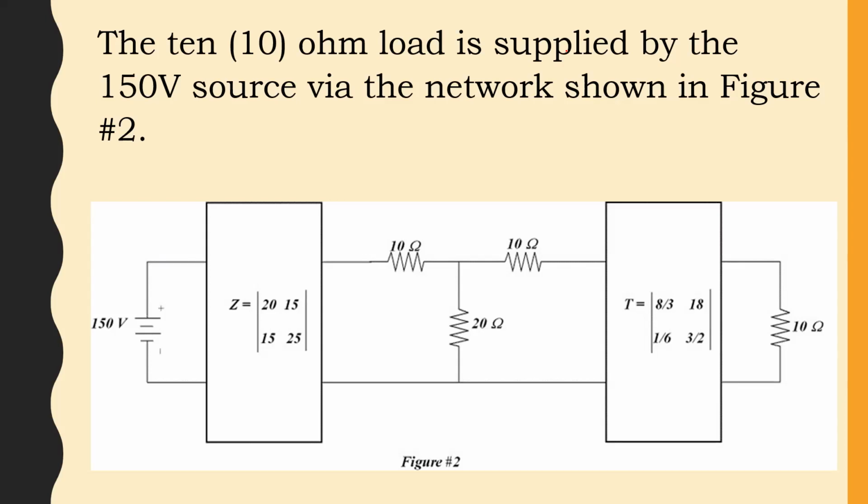Approach is the 10 ohm load is supplied by the 150. You're very low though, Ms. Richards. Can you speak up a little? All right, you hear me now? Yes, much better. So I'm just reading the question. The 10 ohm load is supplied by the 150 volt source that is shown in figure 2. So how I would go about approaching it, I would look at the center part first, where the T network is, and go ahead and solve that.